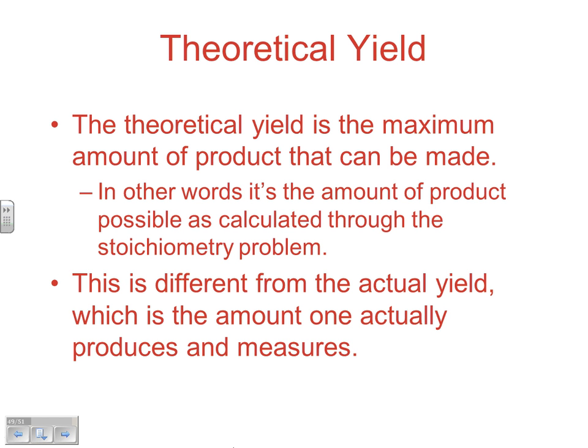Side reactions can steal yield. So there may be more than one chemical reaction occurring, and if you're losing reactants inside other reactions, your actual yield is going to be smaller than predicted. It may also be a reversible reaction, so some of your product goes back and makes reactants. That's going to steal yield. So the actual yield is always going to be smaller than your theoretical yield.